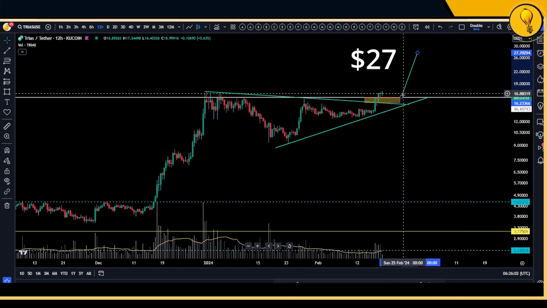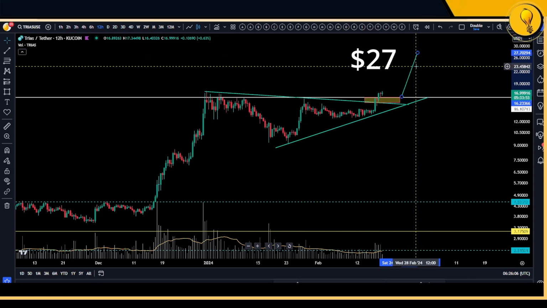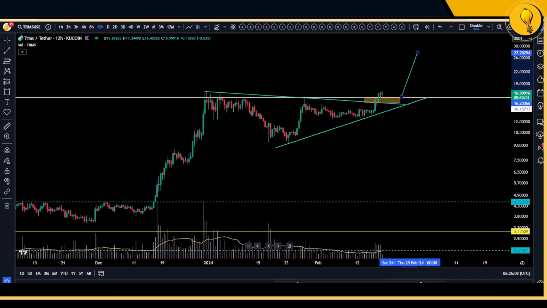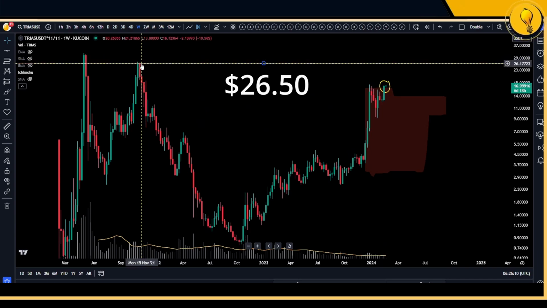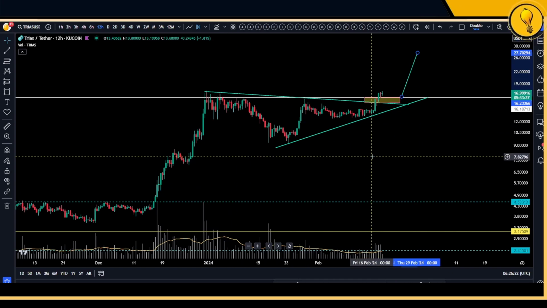And the measured move target for the structure over here is coming in around $27, which, by the way, lines up with our weekly target right over here as well of around $26.50. And this, guys, is precisely what I love: confluence between the lower time frames and the higher time frames.